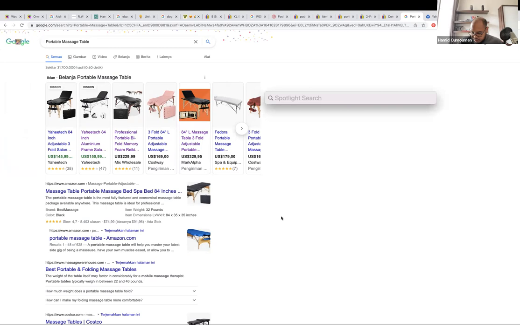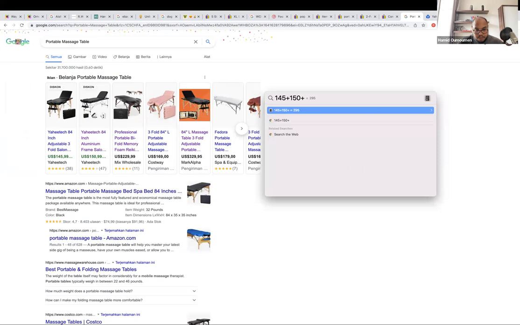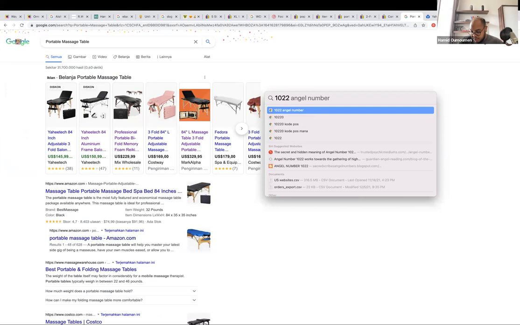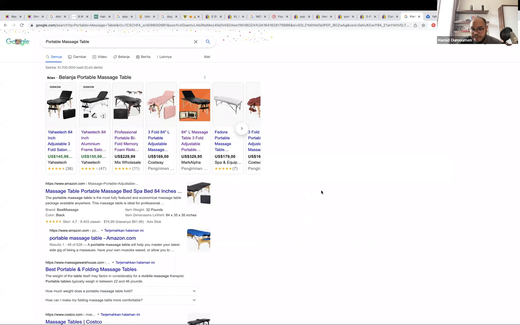Okay. Let's check the average selling price. 145 plus 150 plus 229 plus 169 plus 329. Okay, this is five. The total, 1,022, divided by 5, is 204. Okay, that's the average selling price. 204, sorry. Let's fill the Excel file.